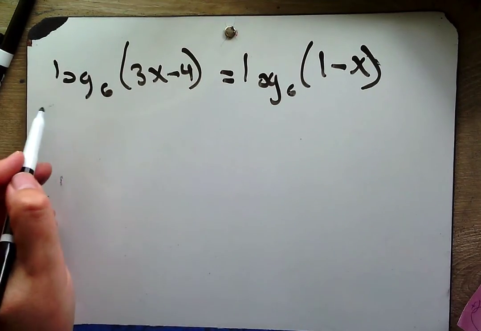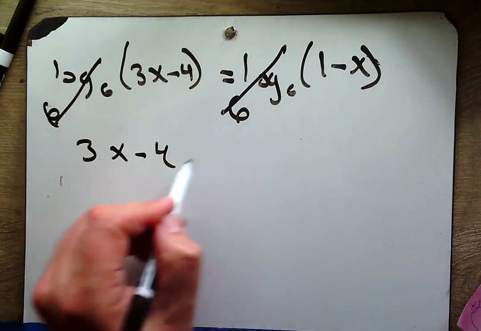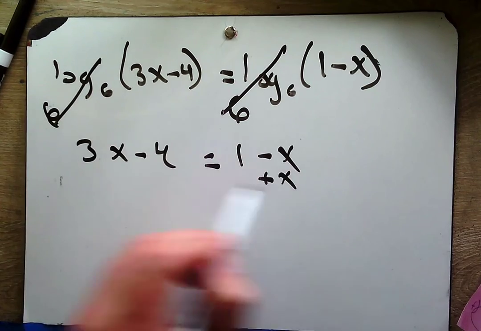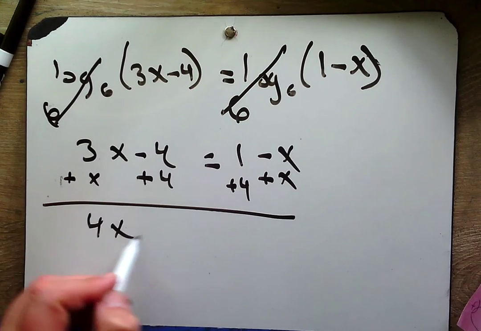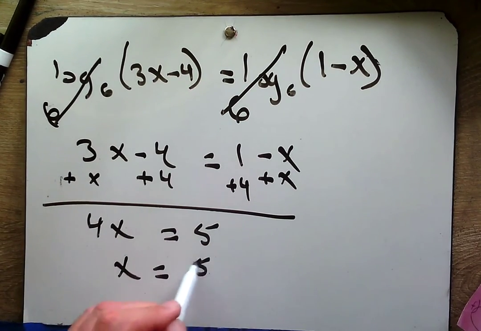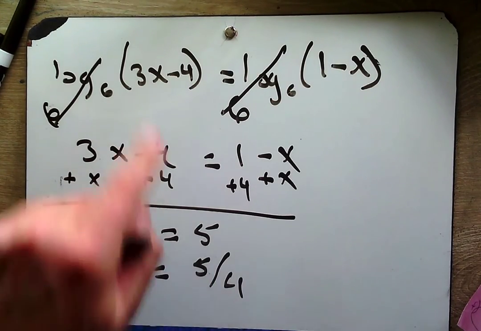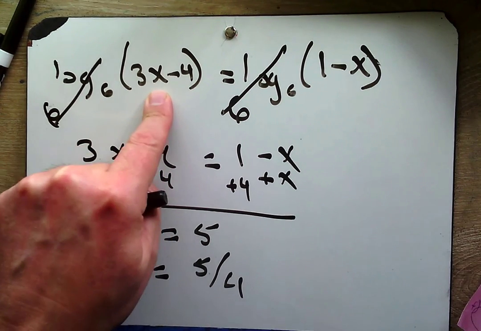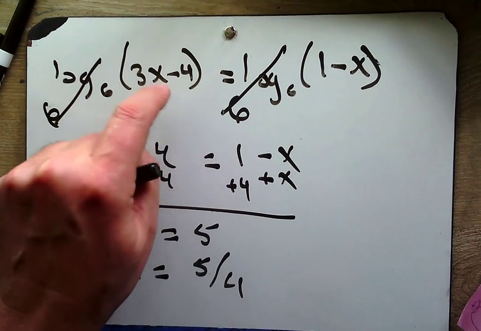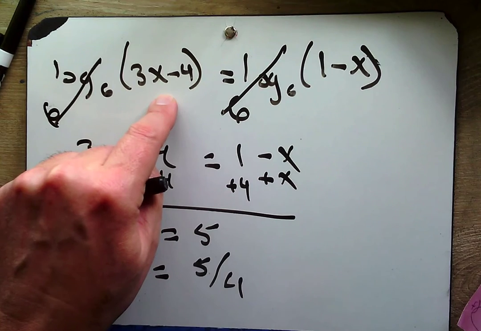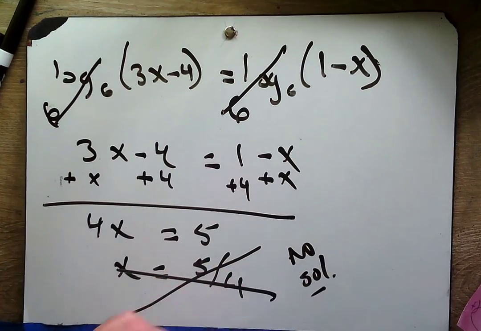Hey, welcome back. I hope you exponentiated. So we get 3x minus 4 equals 1 minus x. I'm going to add x to both sides and add 4 to both sides. And I'm going to get 4x equals 5, or x equals 5/4. Okay, so what happens? Well, if I plug 5/4 in here, I'm going to have 15/4 minus 16/4. That's negative 1/4. Yeah, I can't take the log of a negative number, so it's not going to work out for me. This is no solution. Okay?